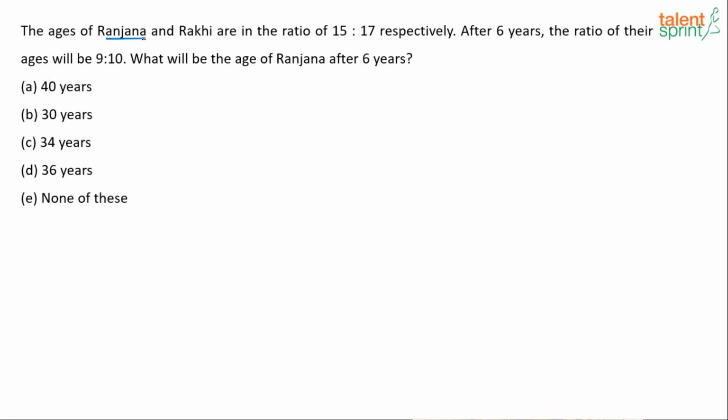So ages of Ranjana and Rakhi, let's say RJ and RK, their current ages. Ranjana and Rakhi are in what ratio? 15:17, 15/17. So you can actually say this is like 15x and 17x, 15 parts and 17 parts. If you add their ages, Ranjana will get 15 parts out of that, and Rakhi would get 17 parts.